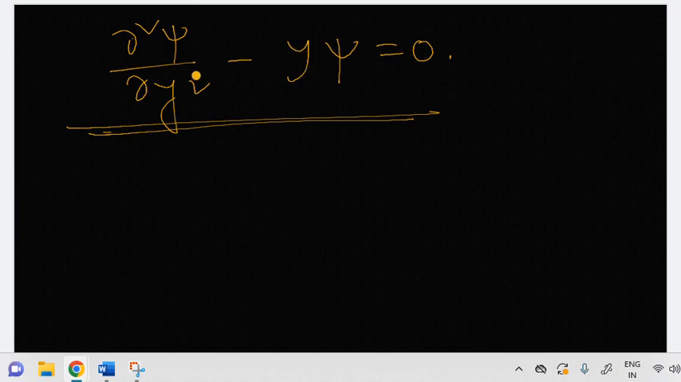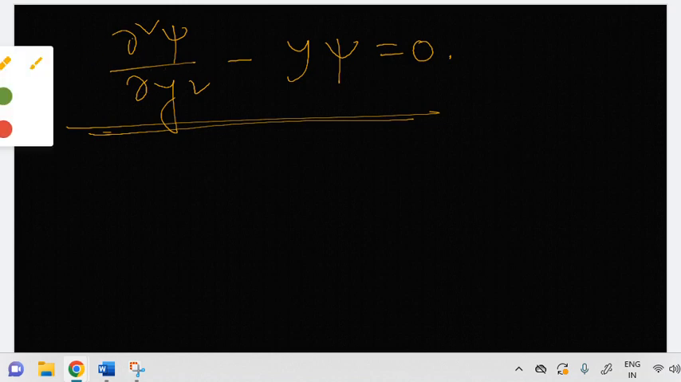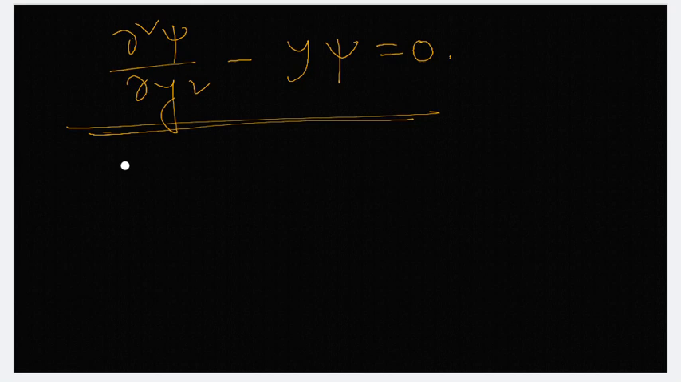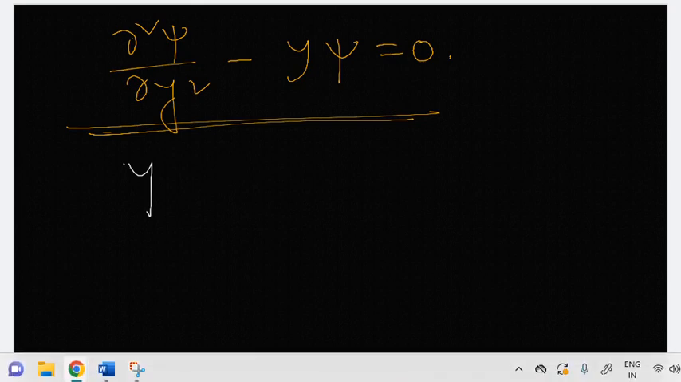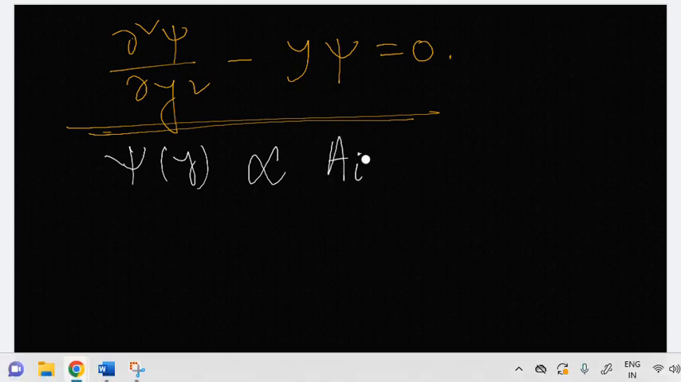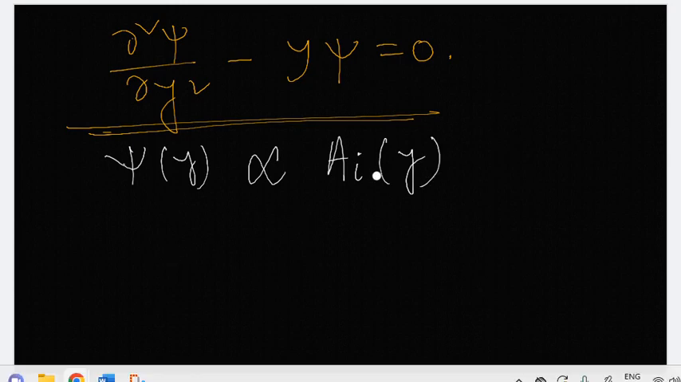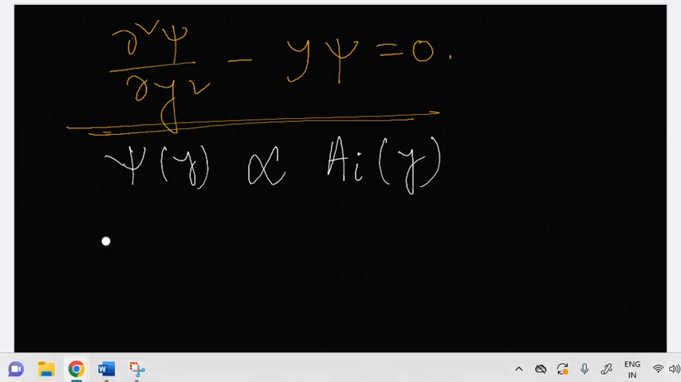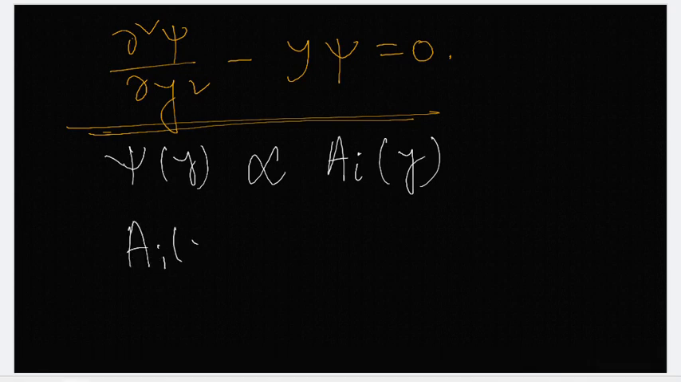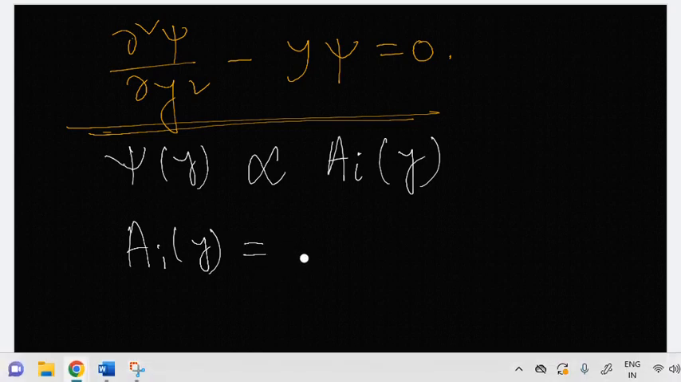So you have to solve this equation, and the solution of this equation yields a very special function. The psi of y is proportional to some special function called the Airy function, Airy function of y. Can you say the integral form of this? Like Legendre polynomial, like Hermite polynomial, like Bessel function, it's a special function.